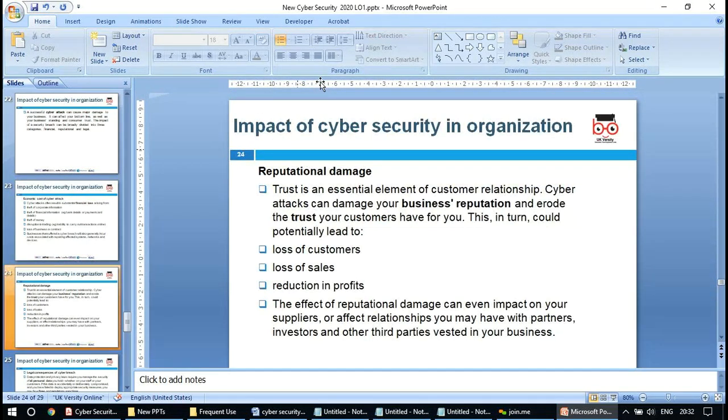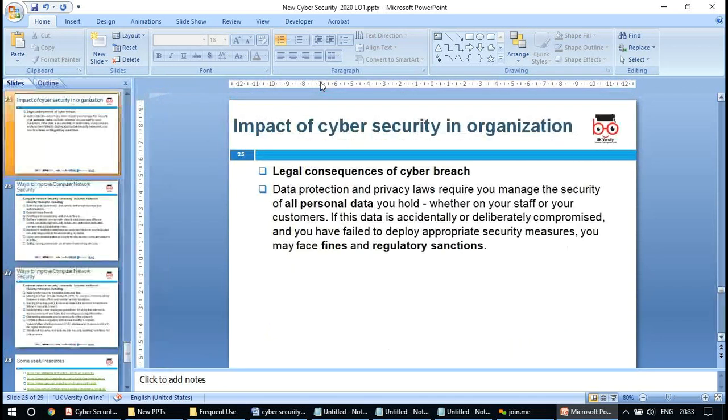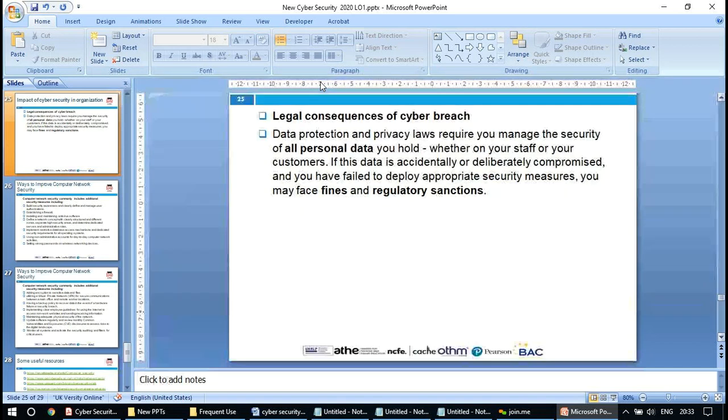Then the reputation could be damaged as well. Let's say the website of UCL, University College London, was hacked. It means they don't have a good IT system or something like that, isn't it? Then the legal consequences of a cyber breach. Legally, for example, if the computer of the bank is hacked, then not only would there be a fine, but there could be regulatory sanctions. Maybe the bank could be suspended. It could be lots of legal things, isn't it?